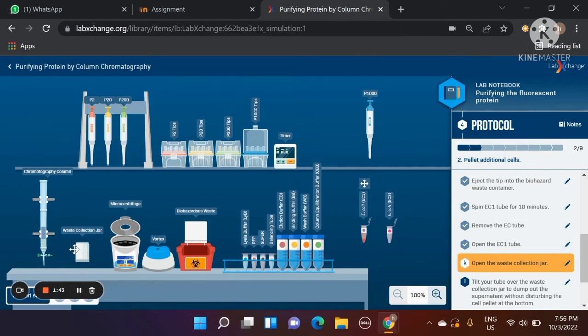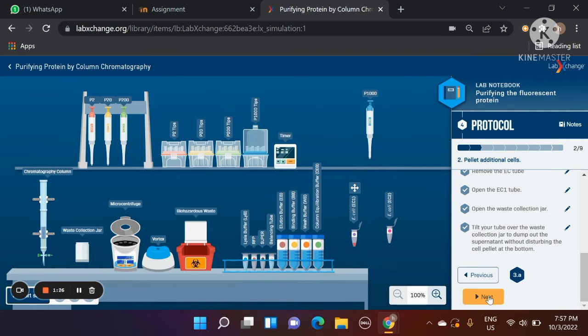Afterwards, open the waste collection jar. Afterwards, tilt the solution out. And our second pellet of additional cells is also done and ready.